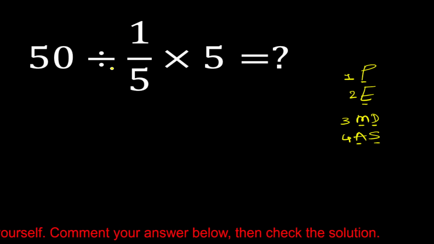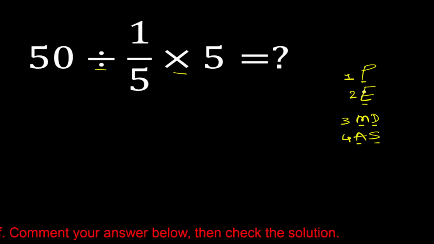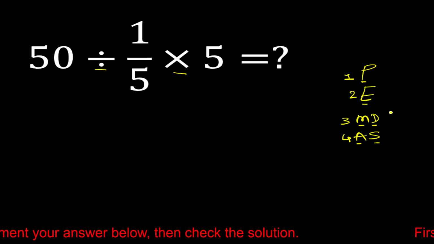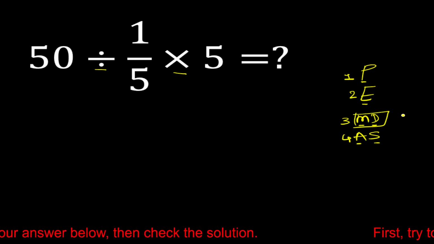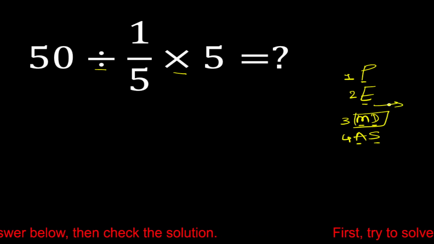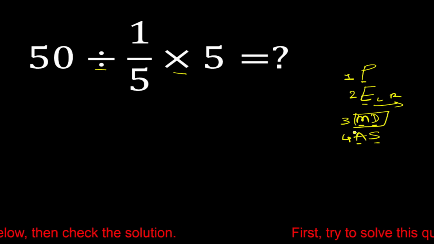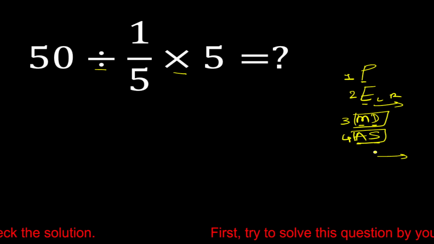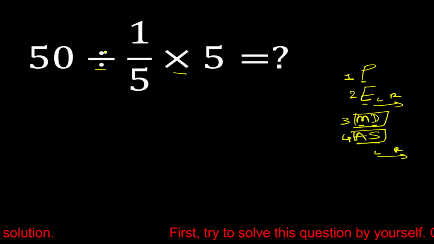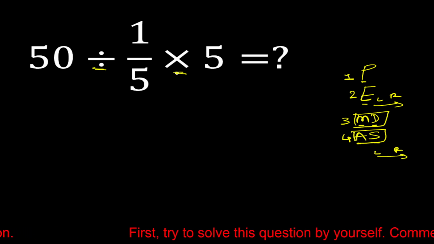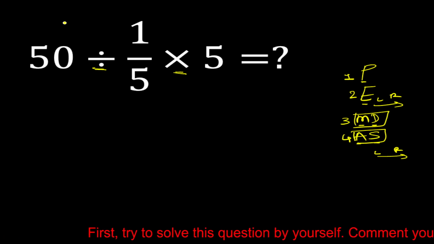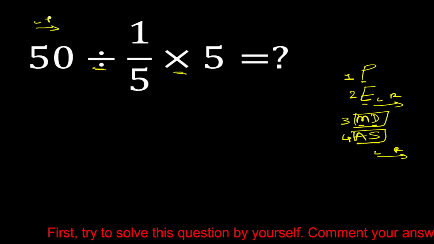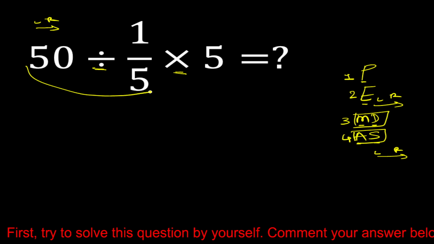so in this problem here is one division and here is multiplication, both have equal priority. Multiplication and division both have equal priority, so we have to solve it from left to right. And also addition and subtraction both have equal priority, so we have to solve it from left to right. Okay, so here is division and here is multiplication, both have equal priority, so we have to solve from left to right. So first we have to solve this part.